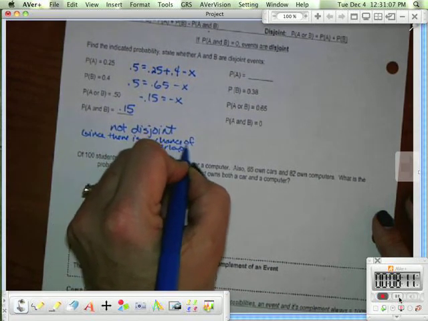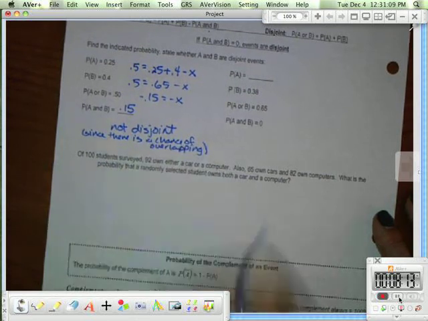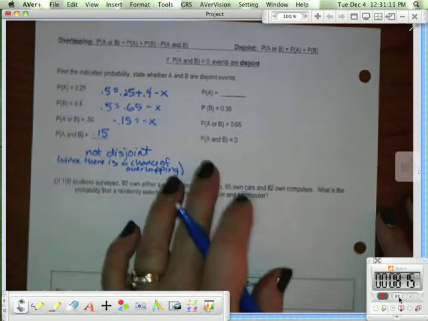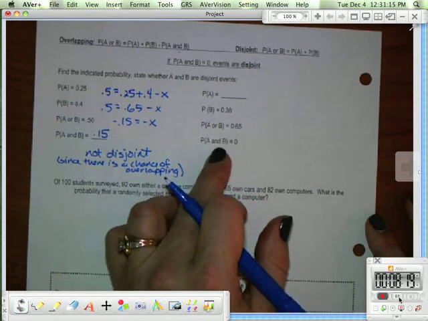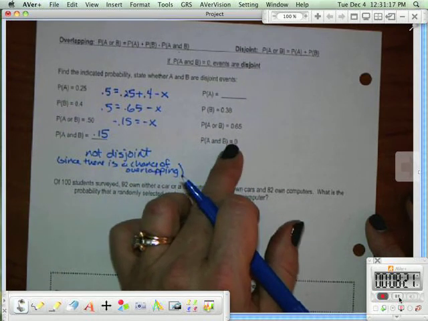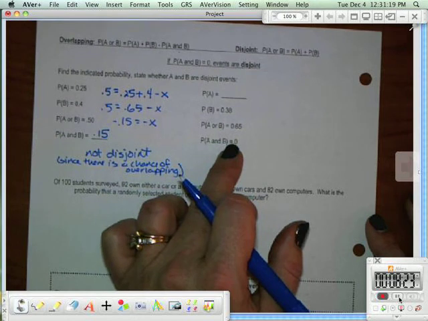All right, so let's try another one. Here I have A, B, I have A or B, and A and B. Oh, look right here. This is 0, so I can automatically tell that it's disjoint. There's no chance of the two events overlapping.